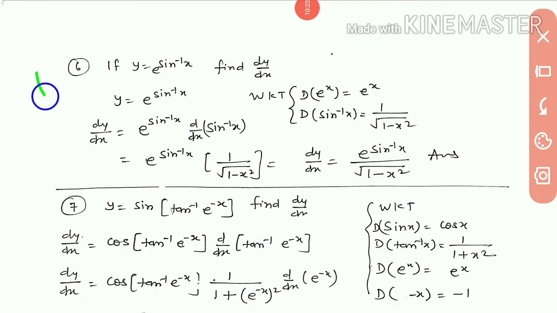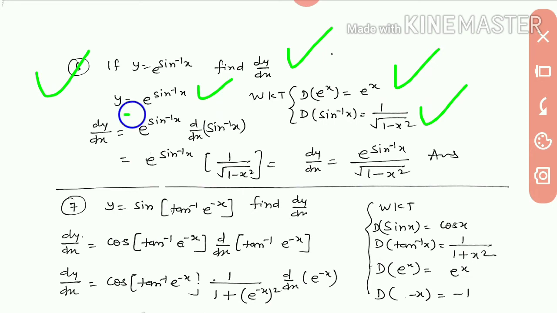Now we will do question number 6. If y equal to e power sin inverse x, you have to find dy by dx. Look here, y equal to e power sin inverse x. Here the first function is e power x, so the e power x differential is e power x. The second function is sin inverse x, so the sin inverse x differential is 1 upon root 1 minus x square.